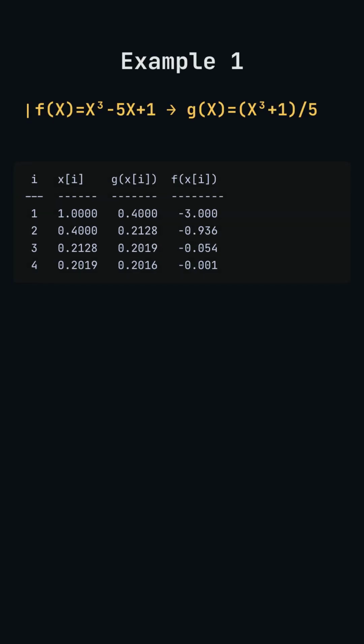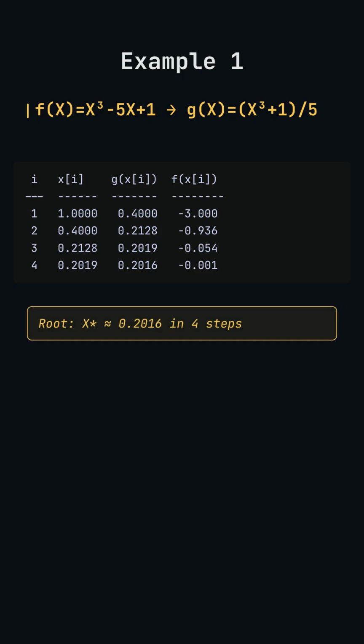Solve x cubed minus 5x plus 1 equals 0 by rearranging to x equals (x cubed plus 1) divided by 5. Start at x1 equals 1. The slope of g at the root is only 0.02, so each step cuts the error to about 2% of the previous. Very fast linear convergence. 4 steps bring us to the root at x star approximately 0.2016 with residual below 10 to the minus 3.